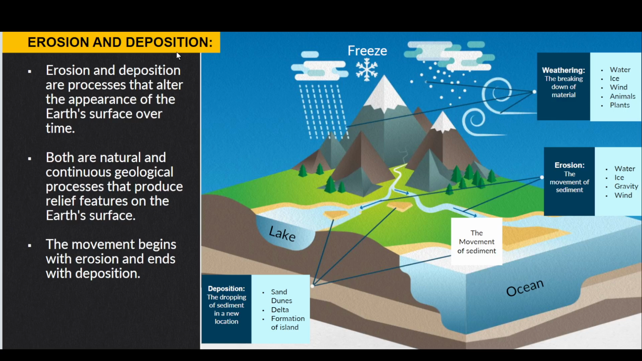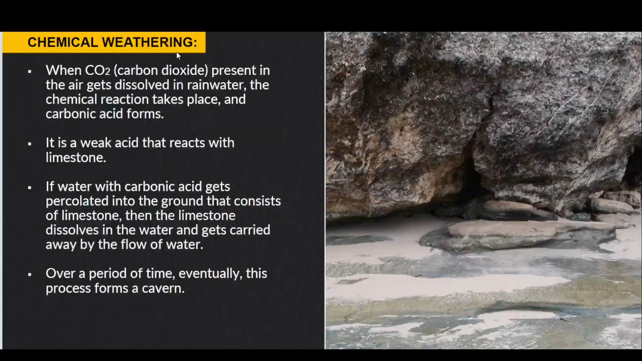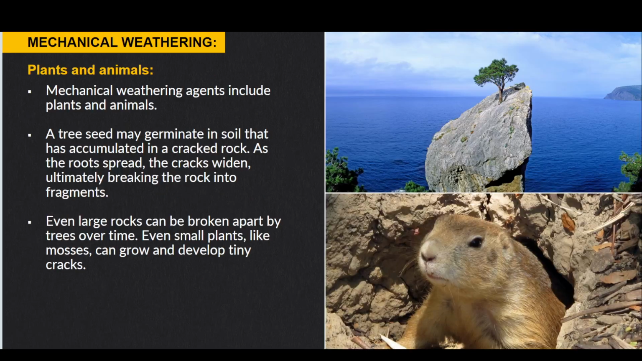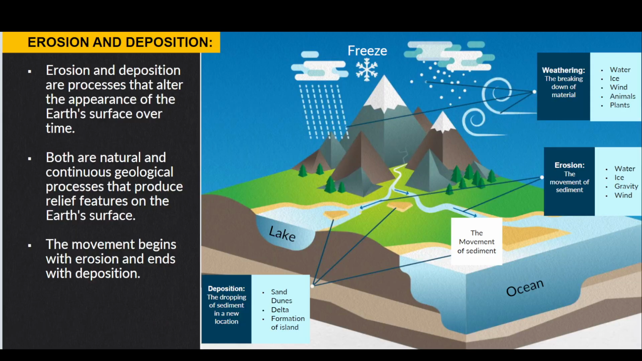So, erosion and deposition. So far we talked about different types of weathering: chemical, mechanical, biological, right? Now erosion and deposition. So we learned that breaking down of rock is weathering, moving pieces of rock into a new location is erosion, and depositing those pieces of rock into a new location is called deposition, right?